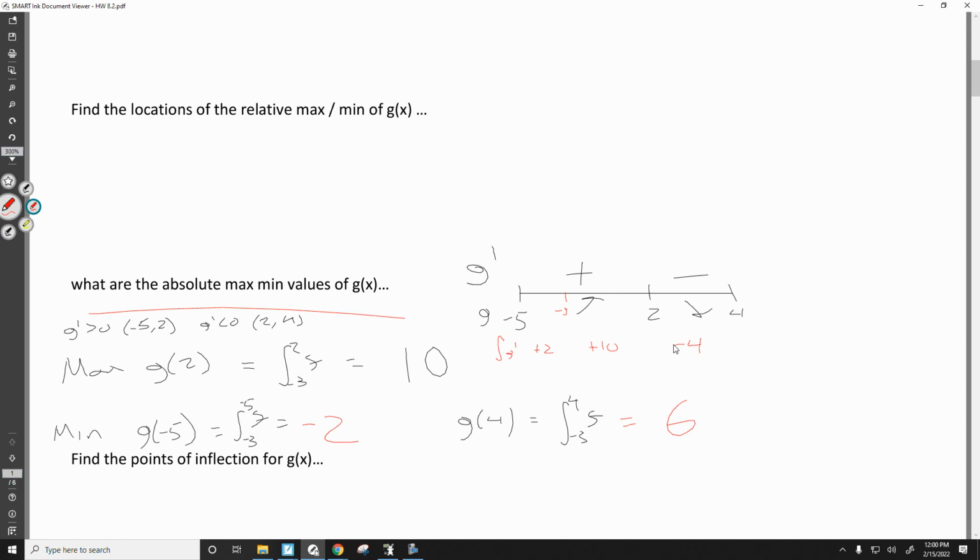Next part, points of inflection. Then go. You're missing a good part, which is the harder problem. What are the points of inflection of G?